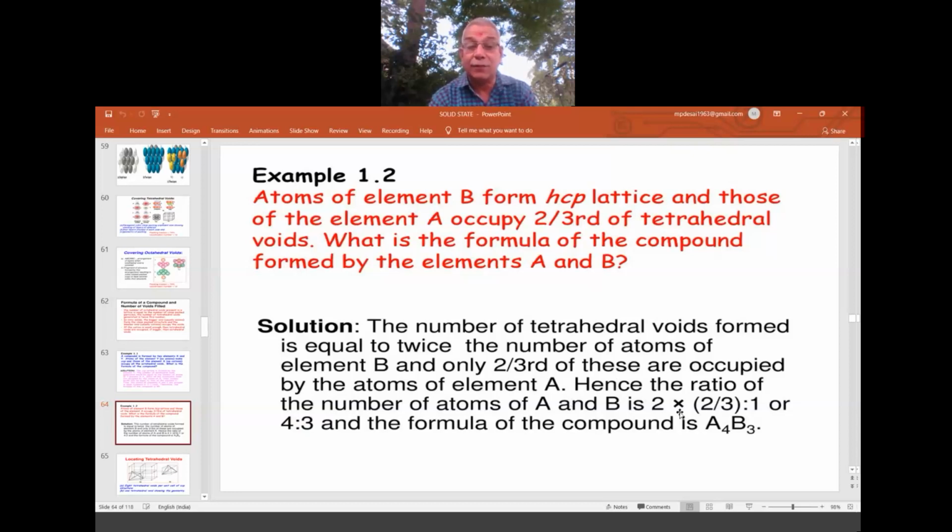Hence the ratio of the number of atoms A and B is 2 times 2/3, and that is for only 1 B. So 2 times 2 over 3 is 4/3. So 4/3 is to 1. If you take a simple ratio, it is 4 is to 3 only. That means A is 4, B is 3. So the formula becomes A4B3. From the knowledge of octahedral voids and tetrahedral voids, n and 2n, we can easily calculate the formula.